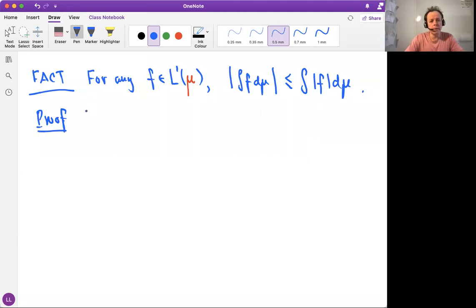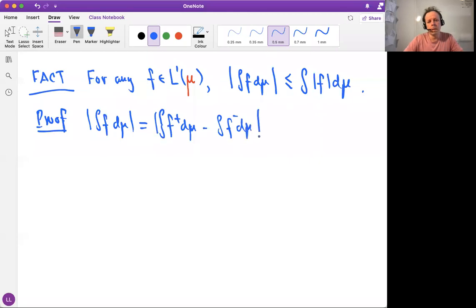So let's see how to prove this one. How do we calculate? What was the definition of this thing? By definition, we remember it was defined as the integral of f plus minus the integral of f minus. Then we look at the absolute value of it. Now we remember this is just an ordinary real number, and this is an ordinary real number. So we use the triangle inequality. These are non-negative numbers as well, so we can always apply the triangle inequality in this way.